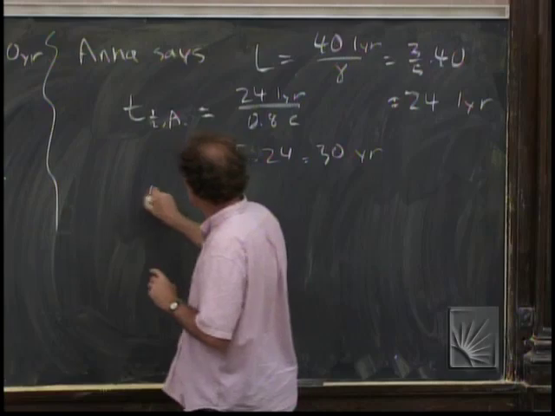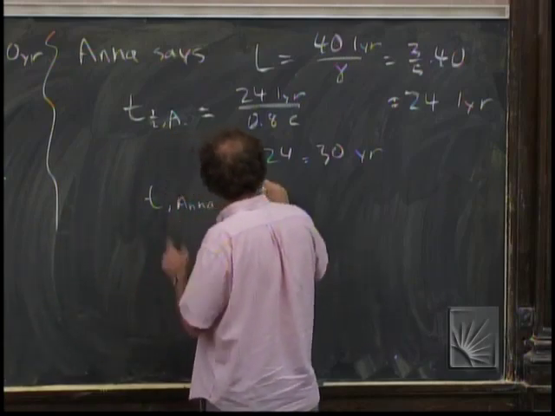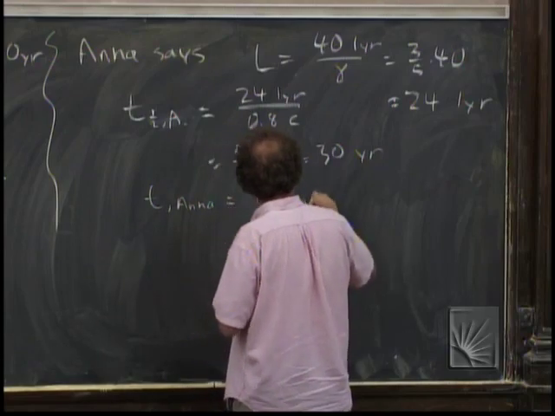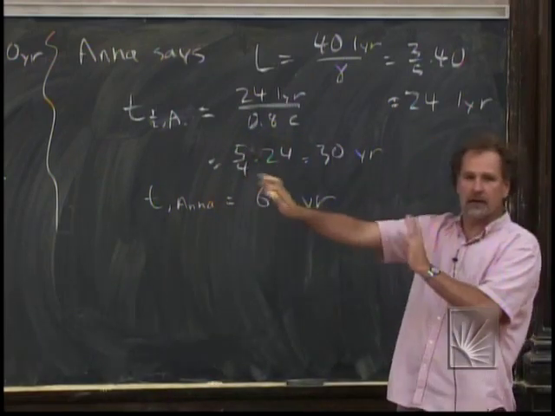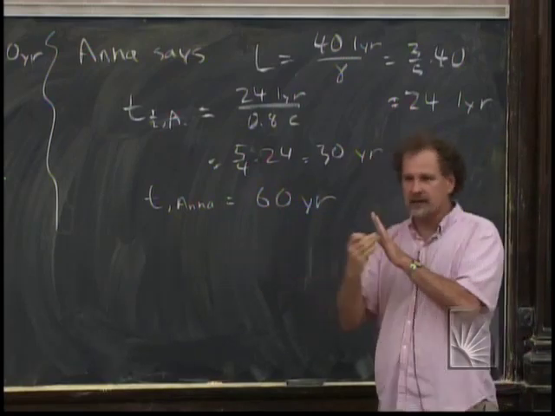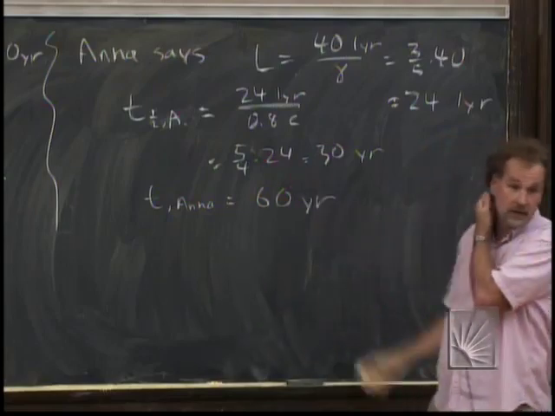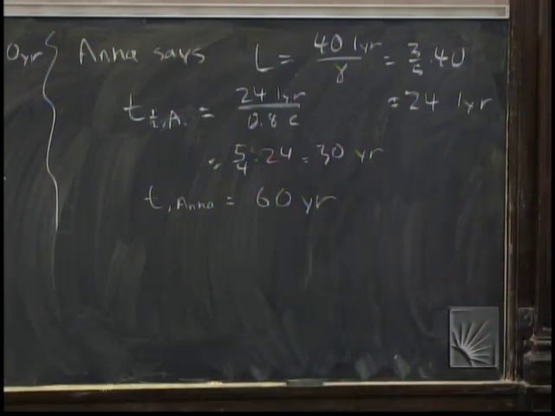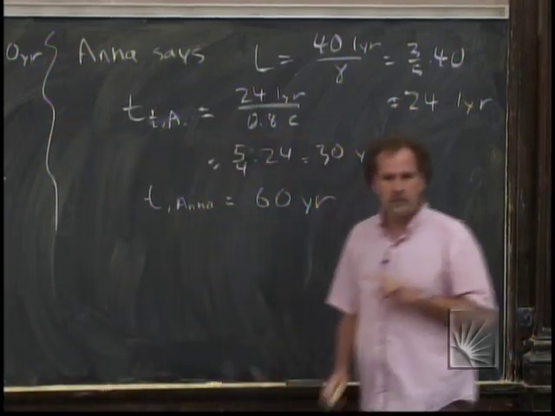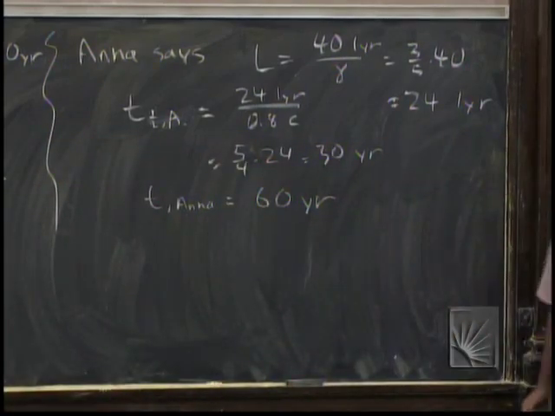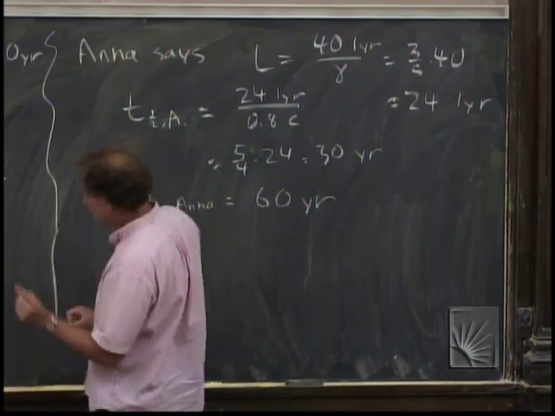So Anna believes that the full time going there and back is 60 years. The back is the same analysis, right? It's just completely symmetric. She's now going the other direction, same contracted distance, same velocity, same answer. Double it, 60 years. That's also what Bob said was the case for Anna. So far, so good. But what does Anna say was the situation for Bob?